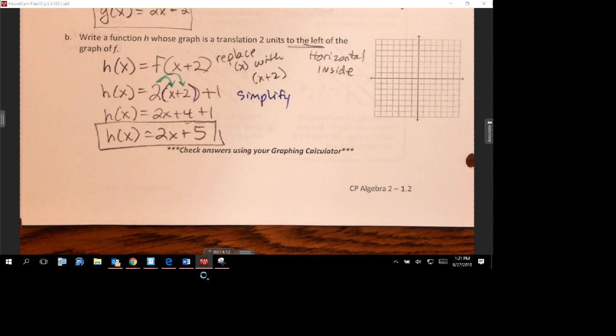Excuse me. And then flip your page over when you're ready to go on. It says to check answers in your graphing calculator. We're not going to take class time to do that.